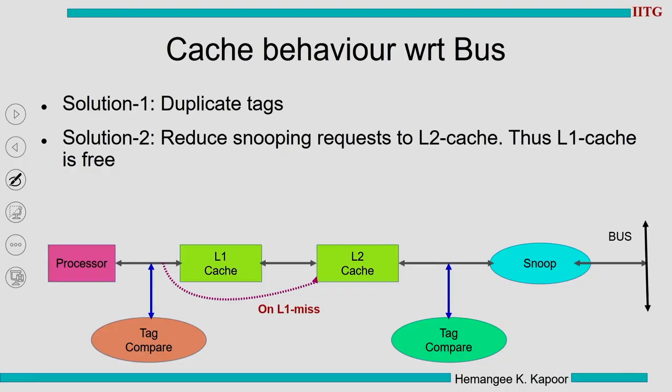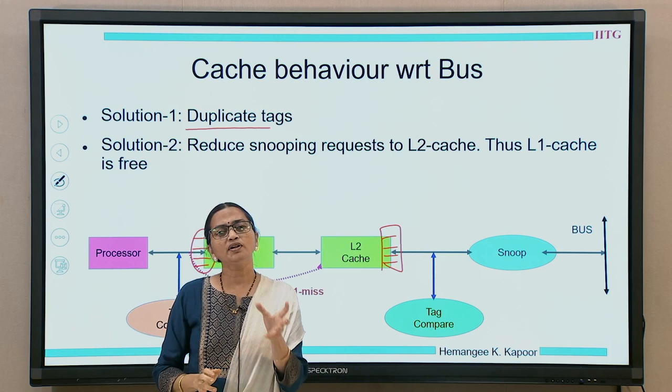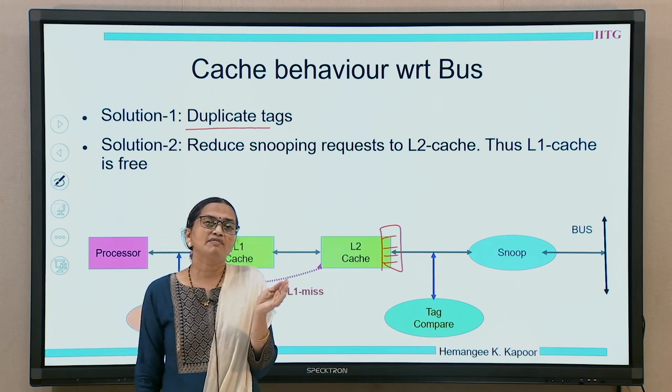So instead of duplicating tags, which we discussed in the previous slide, here I am going to use two levels of cache. When I have two levels of cache, mostly the processor is going to only do the tag comparison with respect to the first level, and the snooper is going to do the tag comparison with respect to L2. So there is less competition between the two. That is, the snooper only checks the tags of L2 and the processor mostly is going to check tags for L1. The only problems will come whenever I have a miss in L1.